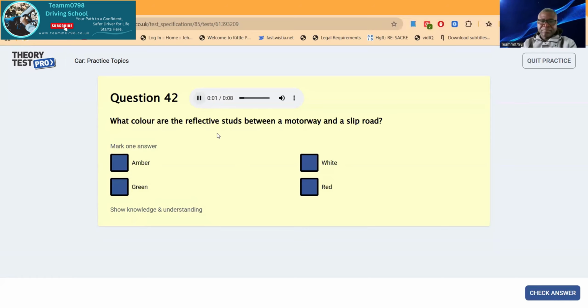What color are the reflective studs between a motorway and a slip road? Amber. White. Green. Red. I've already explained this already, so you need to memorize this one. Okay. It's green.